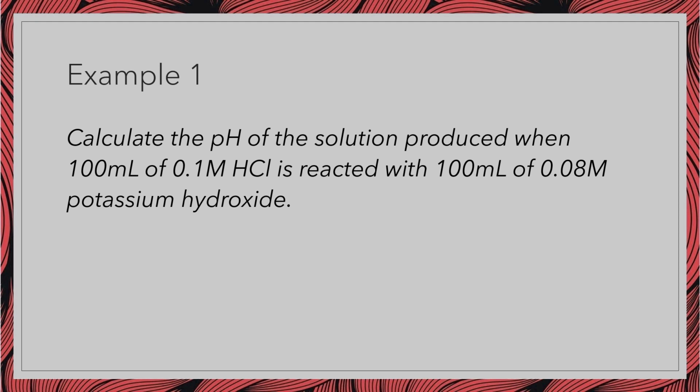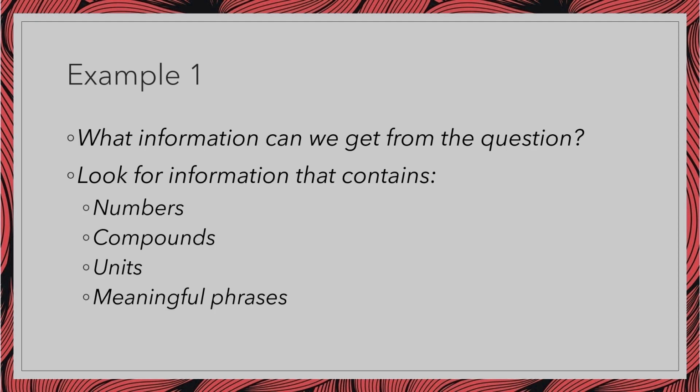Example 1: calculate the pH of a solution produced when 100 ml of 0.1 molar HCl is reacted with 100 ml of 0.08 molar potassium hydroxide. This is a nice basic one, but we'll go through it step by step so you know exactly what we're doing. We first look at what information we can get from the question. We look for numbers, compounds, units, and meaningful phrases, things like "in excess", which won't be in this question, but other meaningful phrases we might come across.